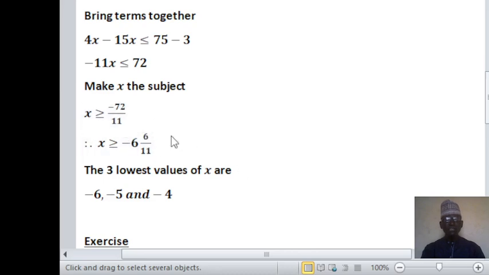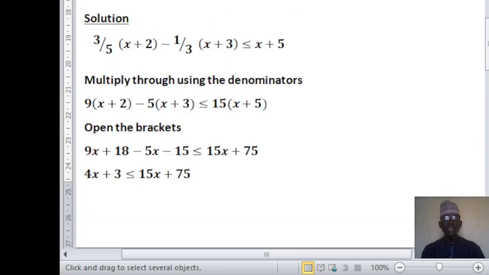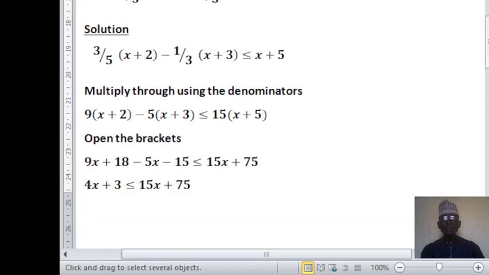By the time you perform the arithmetic, how many 11s are inside the 72? You have 6. Remember, 6 all over 11 did the division. So the 3 lowest values of x are minus 6, minus 5, and minus 4, as required to be done in the question.